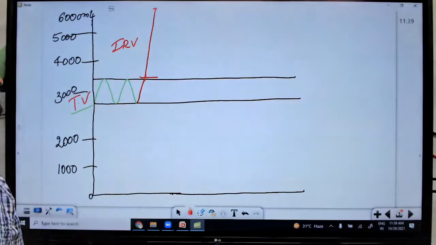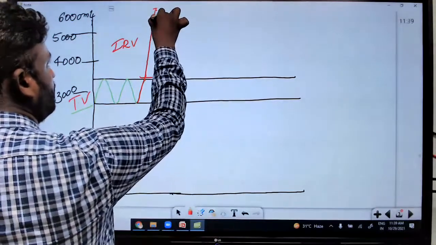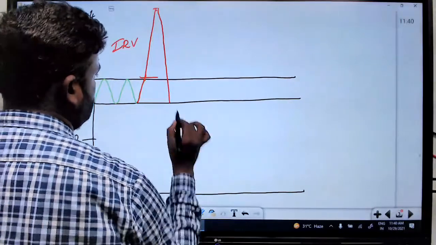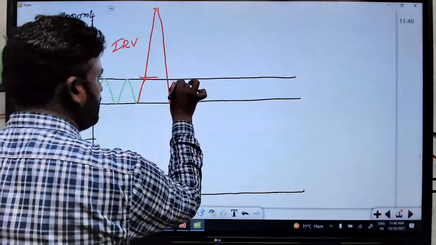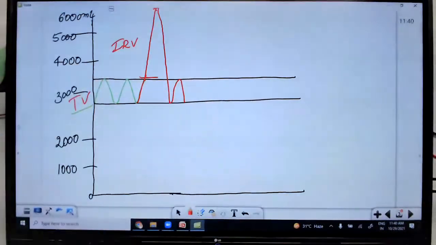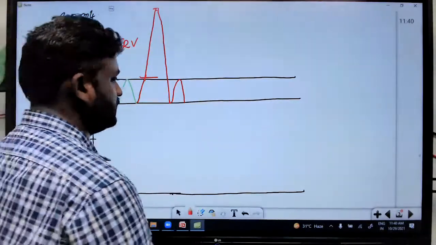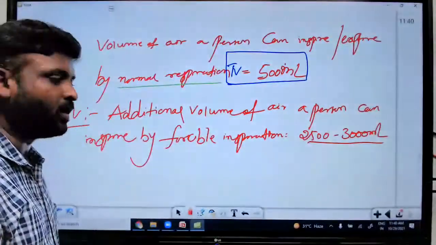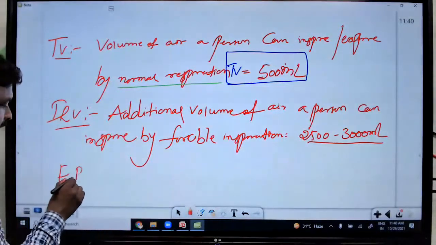Got it? After inspiration, definitely we do expiration. Good. Again, we do normal inspiration, normal expiration. That was good. This is inspiratory reserve volume, over. How much in total? 2,500 to 3,000 ml. Good. And next one, as mentioned there, is the ERV.